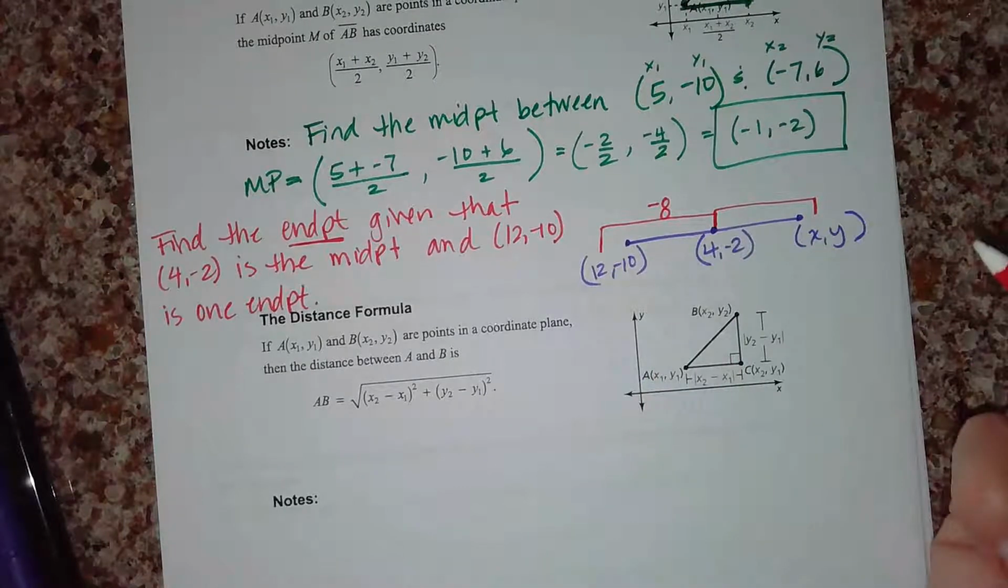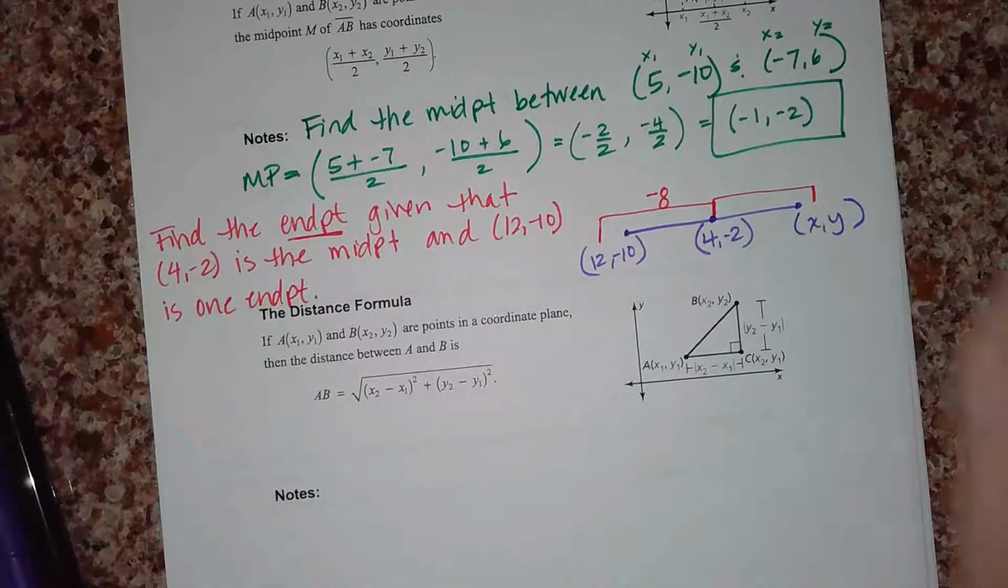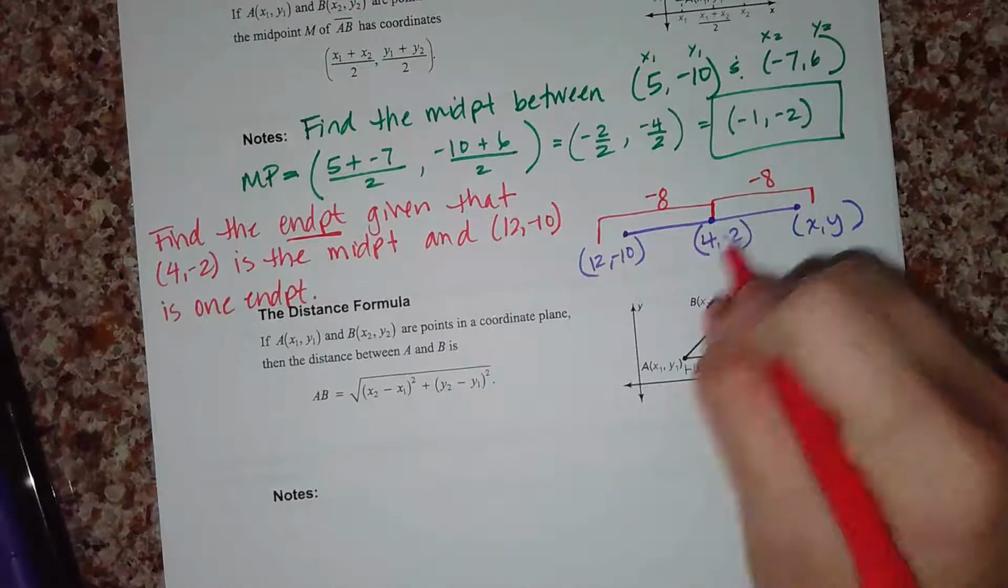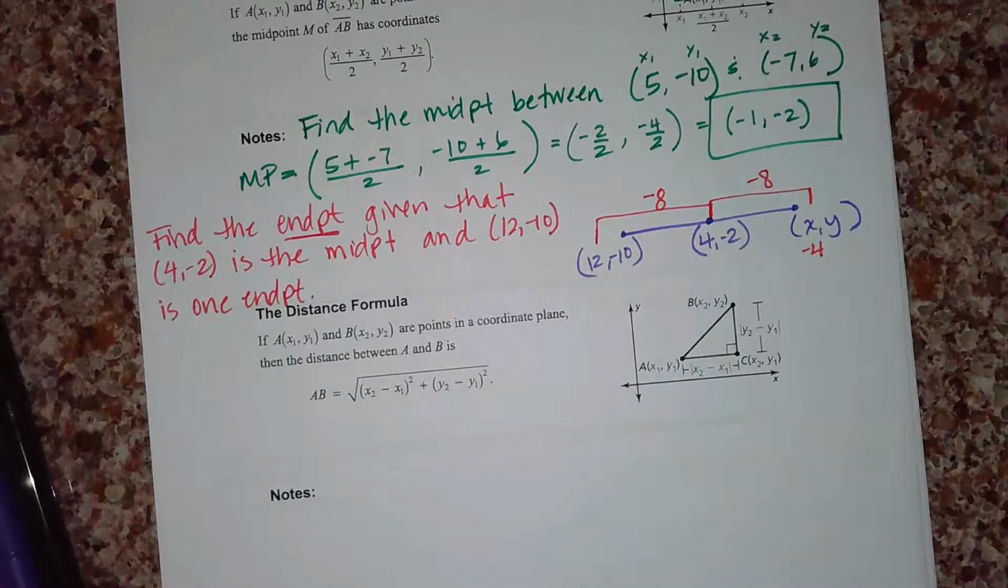So basically what you're saying is you're doing the exact same operation. It's a little algebra here, in order to get from one x to the other x. So if I subtract 8, 4 minus 8, I get -4. And that's the x value of your endpoint.